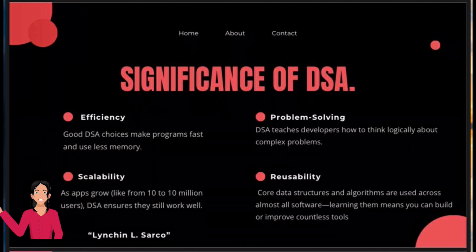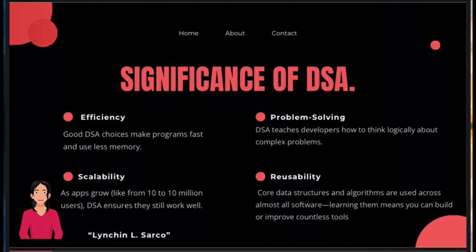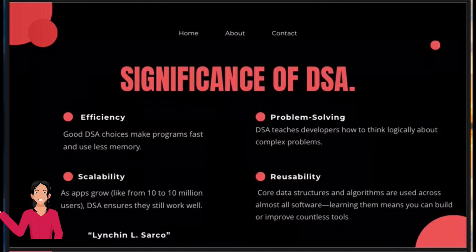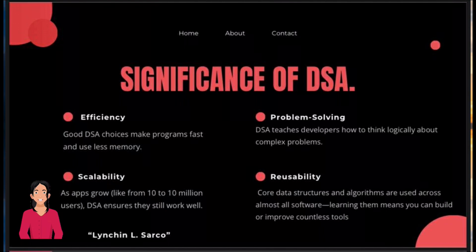So data structures organize data like containers, and algorithms are step-by-step instructions to work with that data. They are easy to understand with real-world examples, and they are the backbone of modern technology.